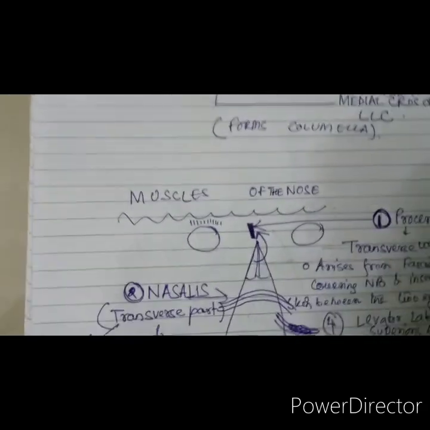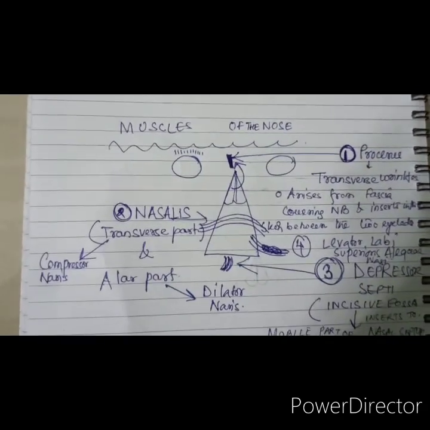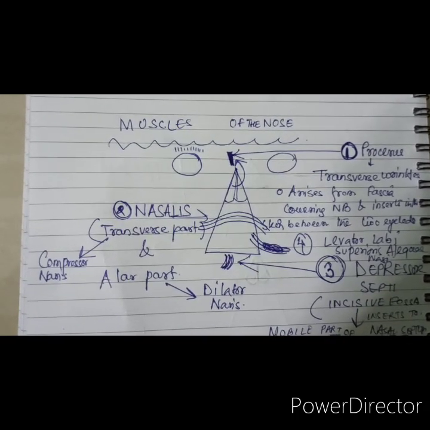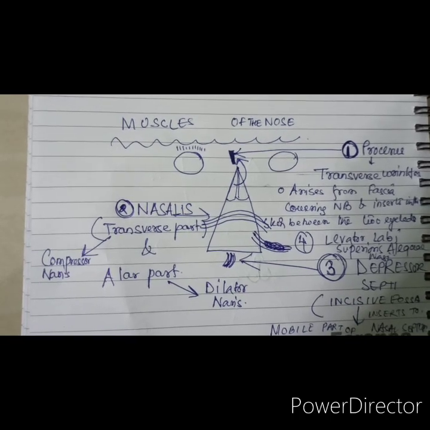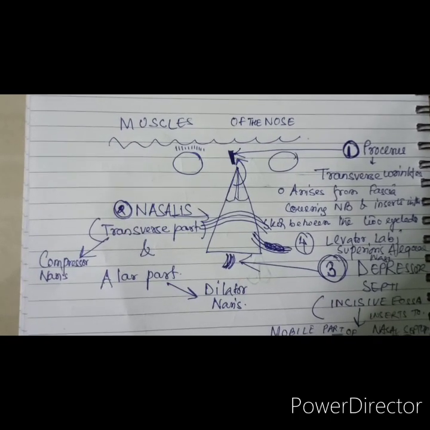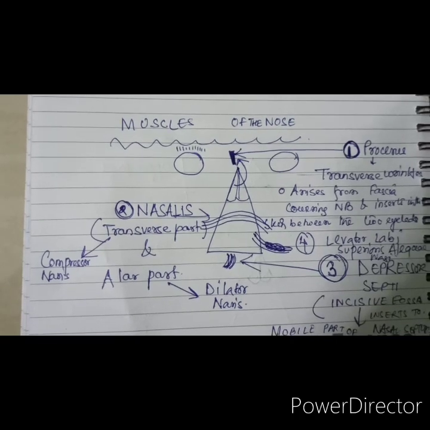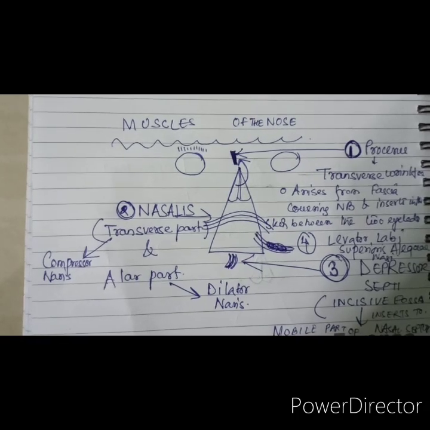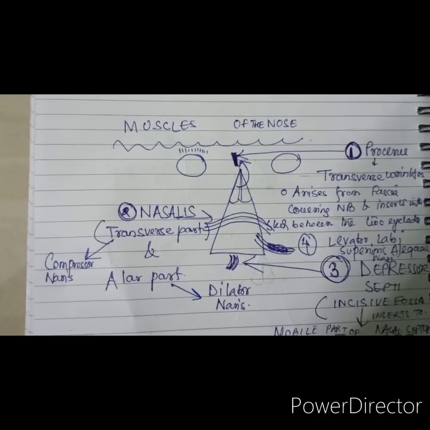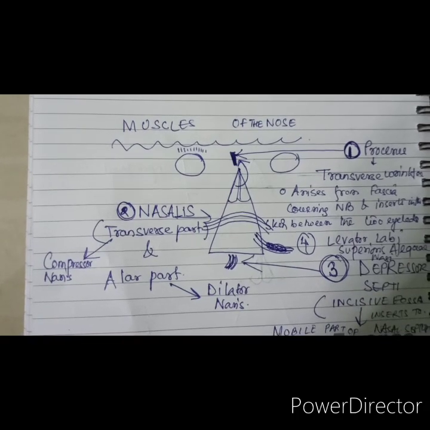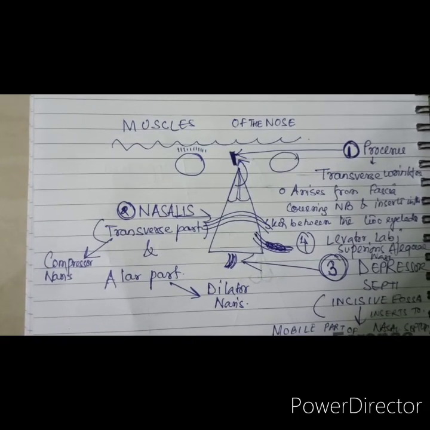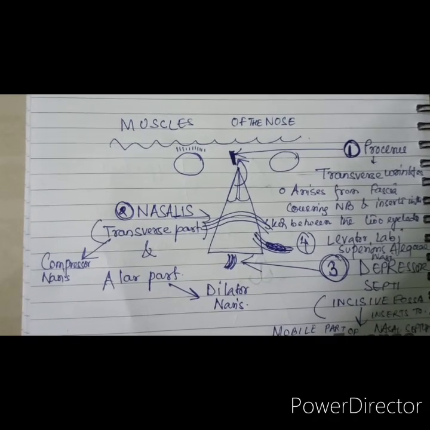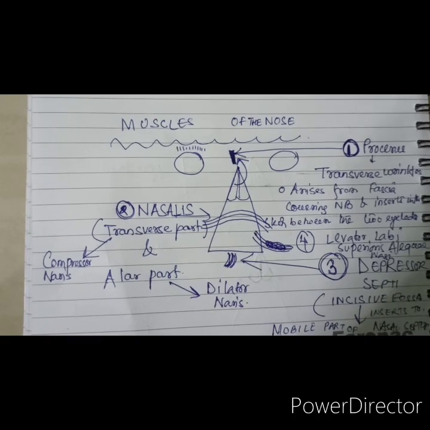Now moving on to the muscles of the nose. You just need to know in brief. 4 muscles are important in nose. First one is procerus. As you can see, procerus arises from the fascia covering the nasal bones, as shown by the curved arrow, and gets inserted into the skin between the two eyelids. So what does procerus do? The procerus forms the transverse wrinkles when you frown.